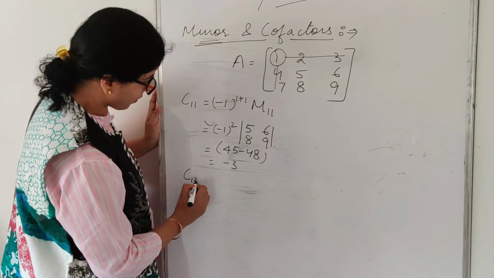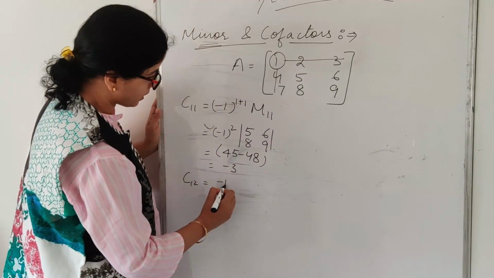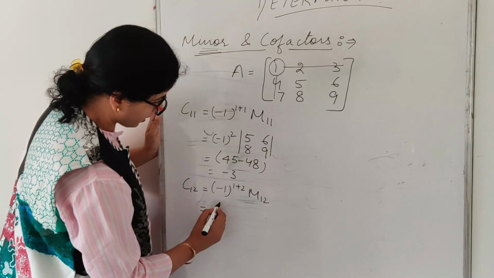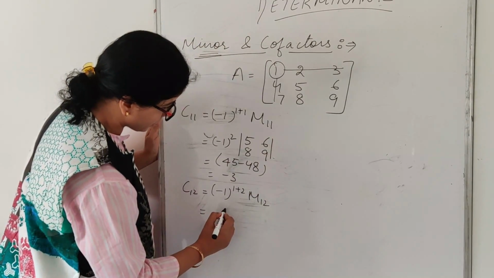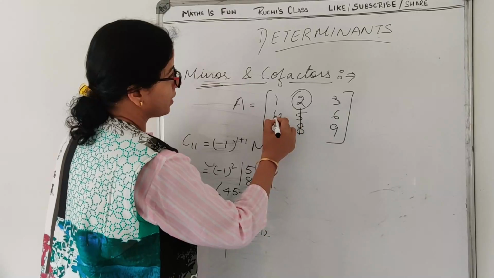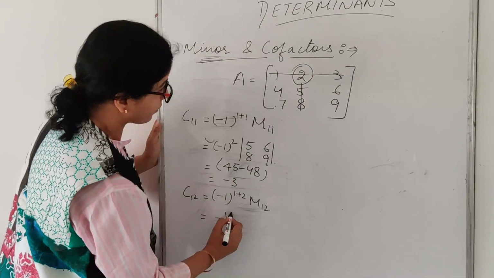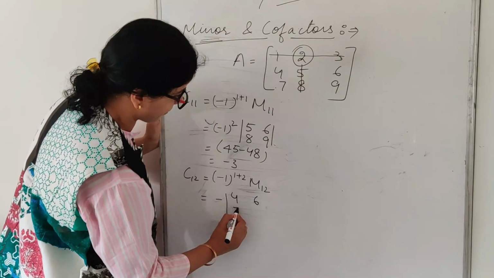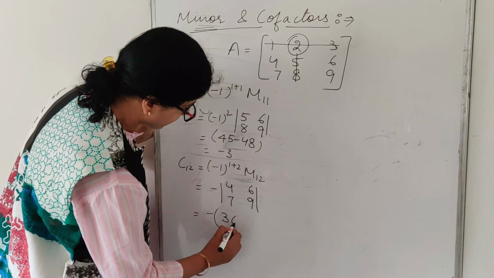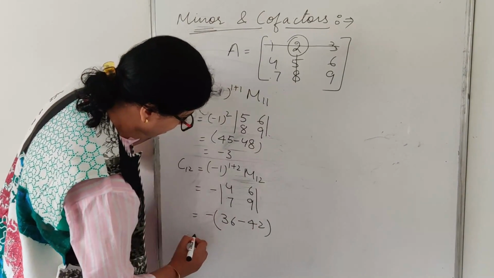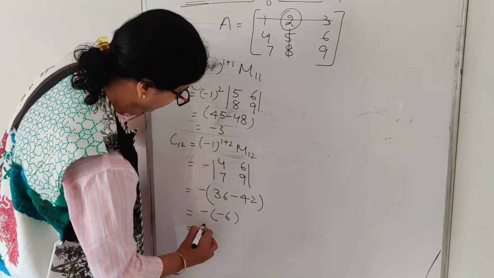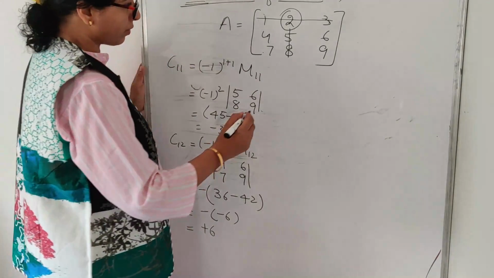Okay. Now C12 when I am calculating, it will become minus 1 to the power 1 plus 2, M12. Okay. So it will become minus, I will write the matrix here. So leave the corresponding row and column here. So what you are left with? 4, 6, 7, 9. Okay. So minus sign will come here. 36 minus 42. Okay. So what I am getting here basically minus of minus 6, which is equal to plus 6.